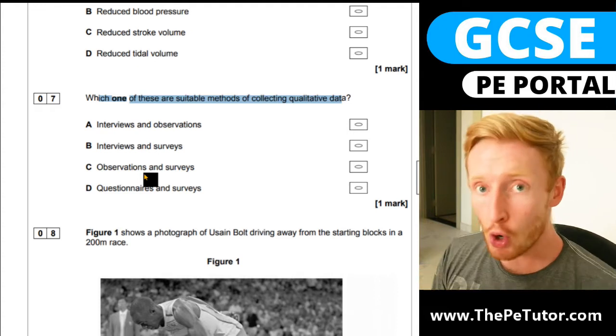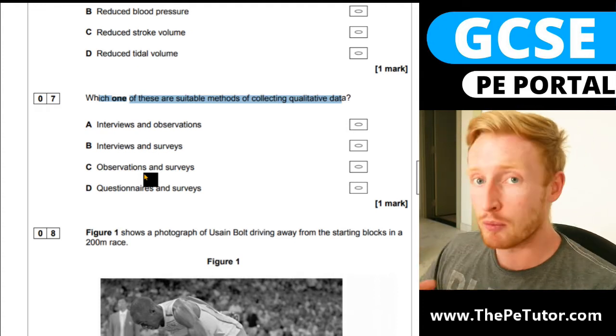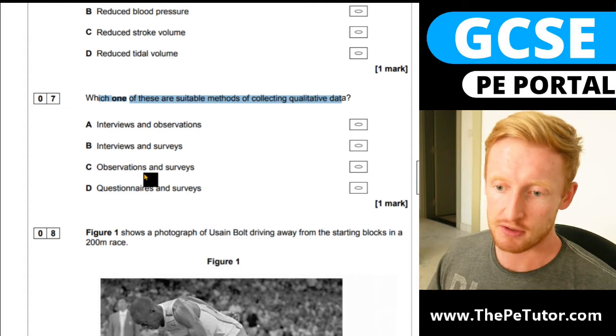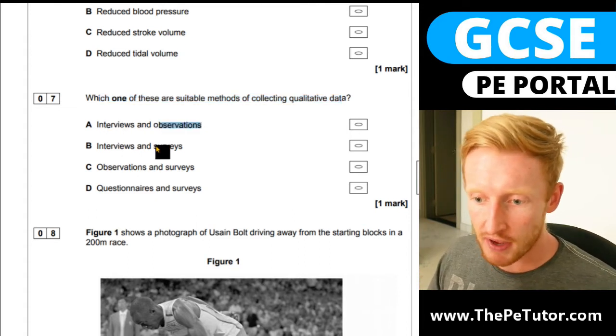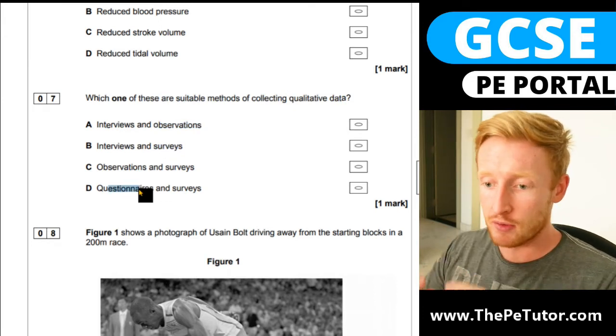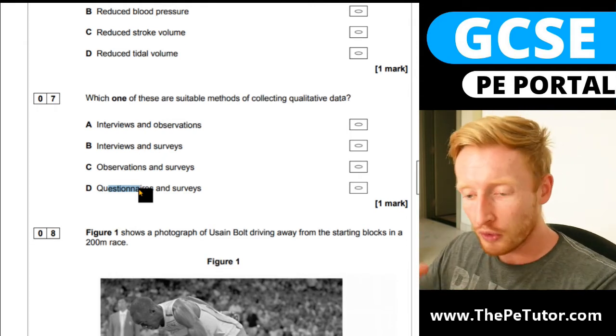So we might be making notes in our own way. We might be watching something and we write down what we think that we can see and what we can take from what's going on in front of us. So if we look down here, we've got interviews, observations, surveys, and questionnaires. They're the four different options that they've given us. And within these four categories, we've got two from qualitative and two from quantitative.